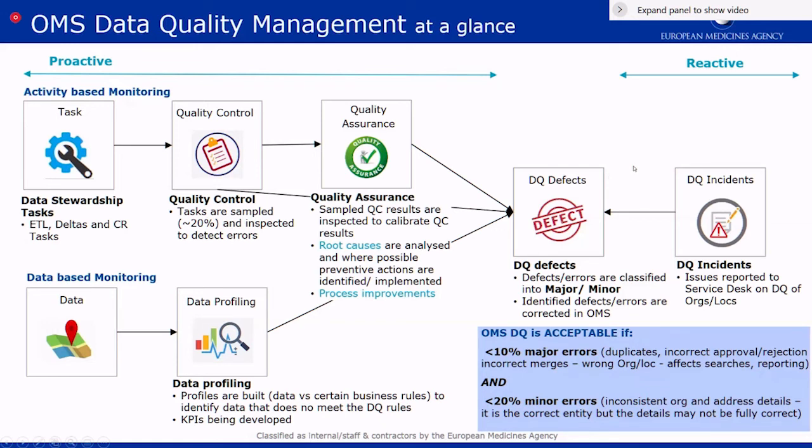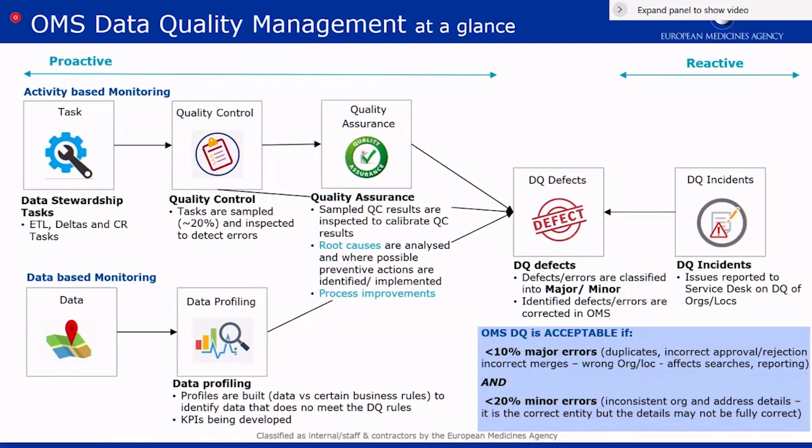All these errors that may be identified in all these three major groups will be assigned a categorization every time we find an error. Is it a duplicate? If it's a duplicate, it's considered a major error. If it's an inconsistency or a hiccup when we master the data that does not affect the record itself, we consider it a minor error.